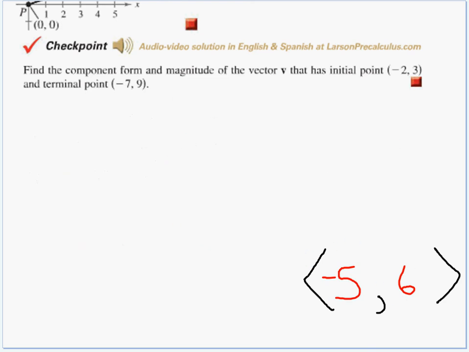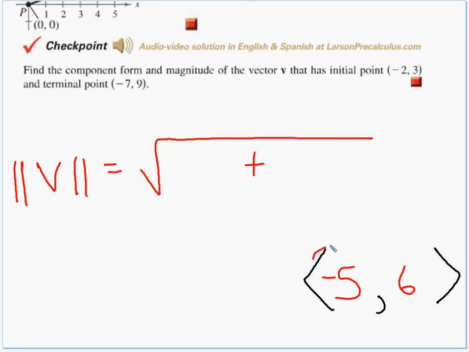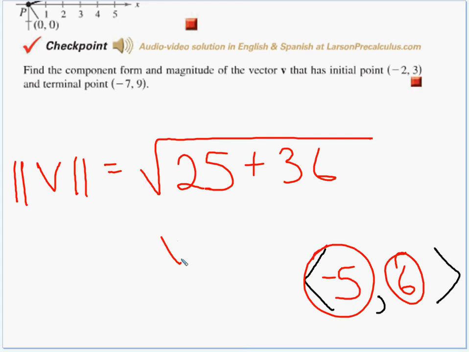And now if we want to find the magnitude of that vector, I think there we have vector v. If we want to find the magnitude of v, we can just put a radical here, and then first square this. Negative 5 squared is 25. Square this, 36. Add those together, you get the root of 61, which cannot be simplified any farther.